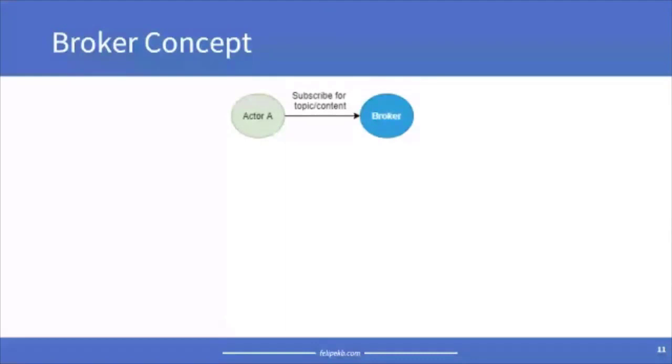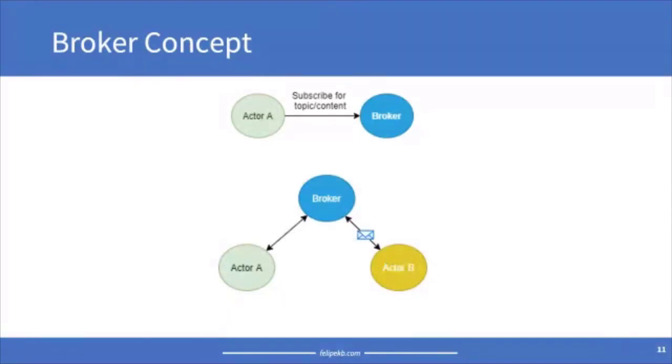Now, I'll talk about a little use case for the broker concept: subscribing to a topic or content in the broker. Here you have a simulation of an actor tree. Actor B sends this message to the broker. The broker checks inside its internal state which actor should receive it, and it decides that actor A should receive this message. So it sends the message to actor A.